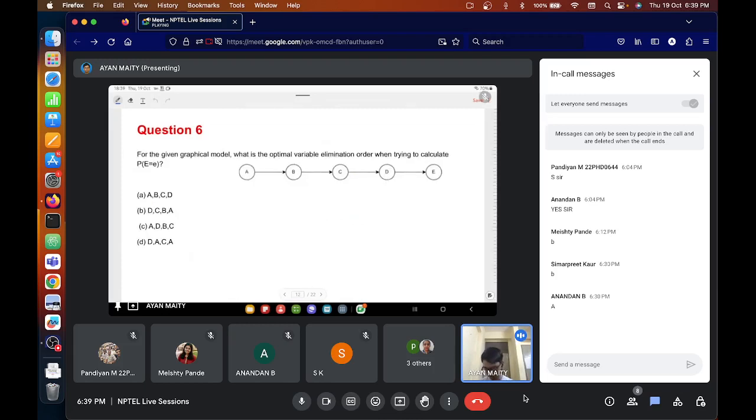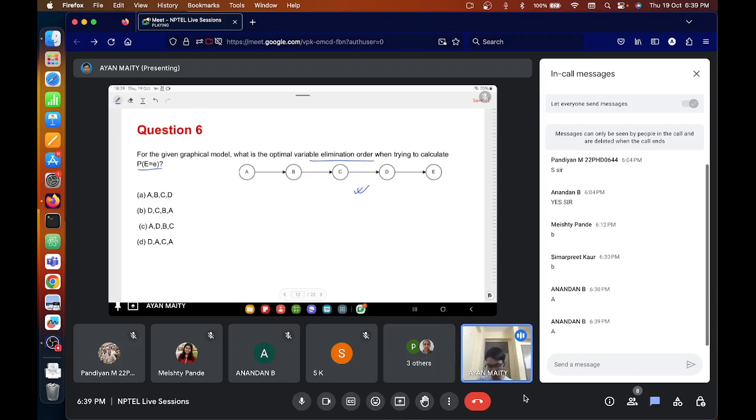Now question 6. For the given graphical model, what is the optimal variable elimination order when trying to calculate the probability of capital E given small e? So this is the Bayesian network. From this Bayesian network you have to find out the optimal variable elimination order when you are trying to calculate the probability of capital E equals small e. Small e can be any value, so we are trying to estimate the probability of capital E. What should be the optimal variable elimination order?